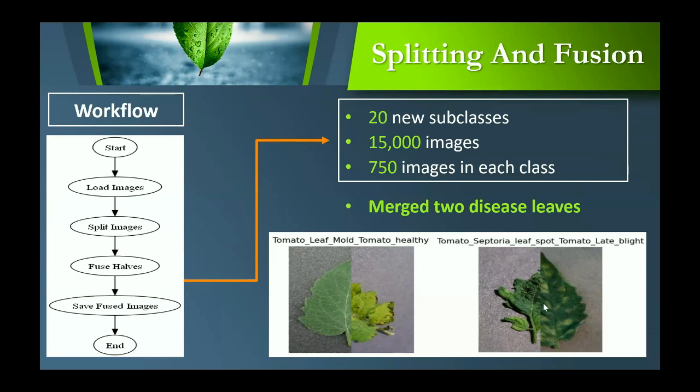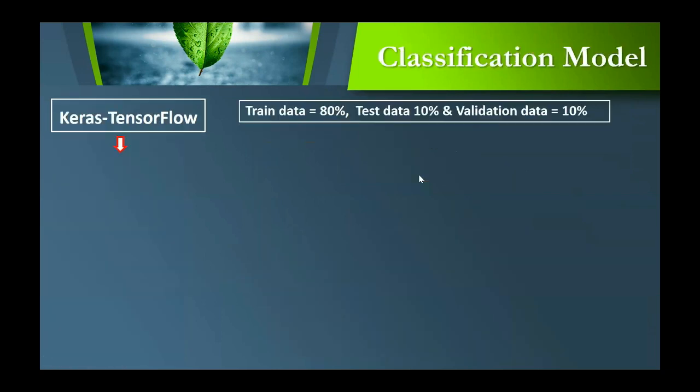So from the 10 classes which we had previously, we split each image within each class, and then we fused them with different classes. We came out with 20 new subclasses, and we decided that each class should have at least 750 images. Therefore, with 20 classes, we would have 15,000 images for our training and learning process, or for our research work. That's what we actually did.